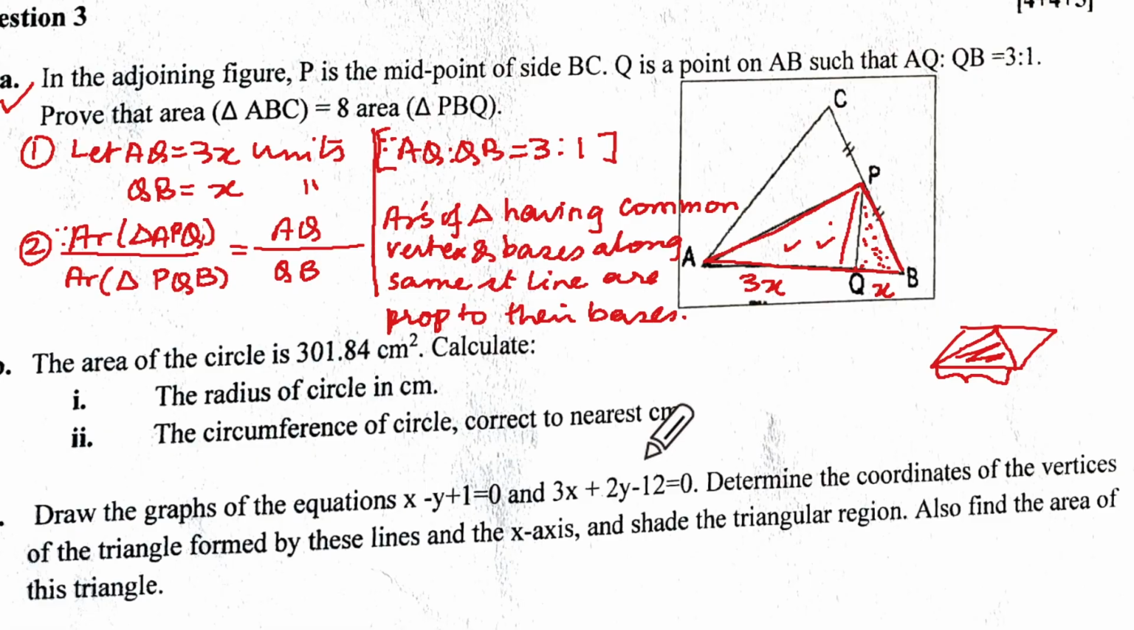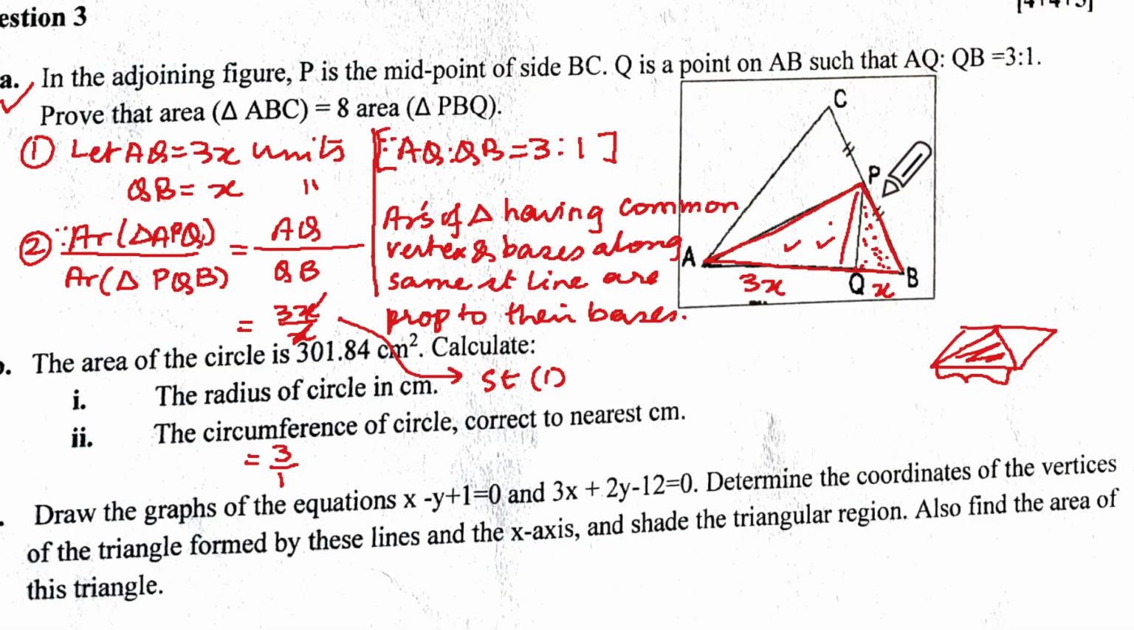Now AQ upon PB means it will be 3x upon x. Correct? This will be from which statement, statement 1 or given? We've written 3x and this thing. So that is equal to 3 upon 1. Is that doable to you? Did you understand up to here?